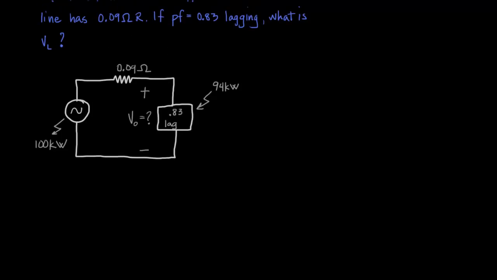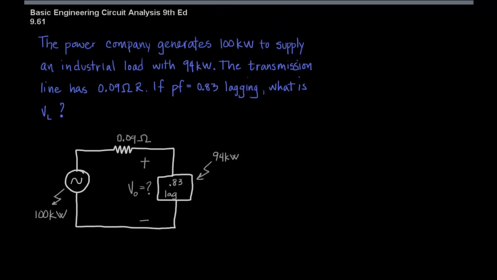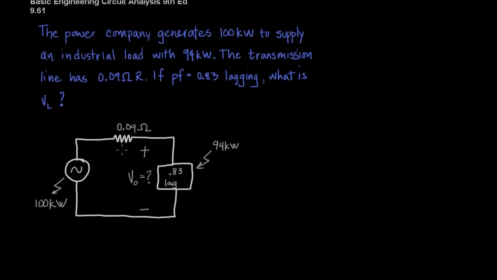So the first thing I did was I read through the problem and drew a circuit, with everything that I know. The second step is I draw the voltage and current onto a plane.